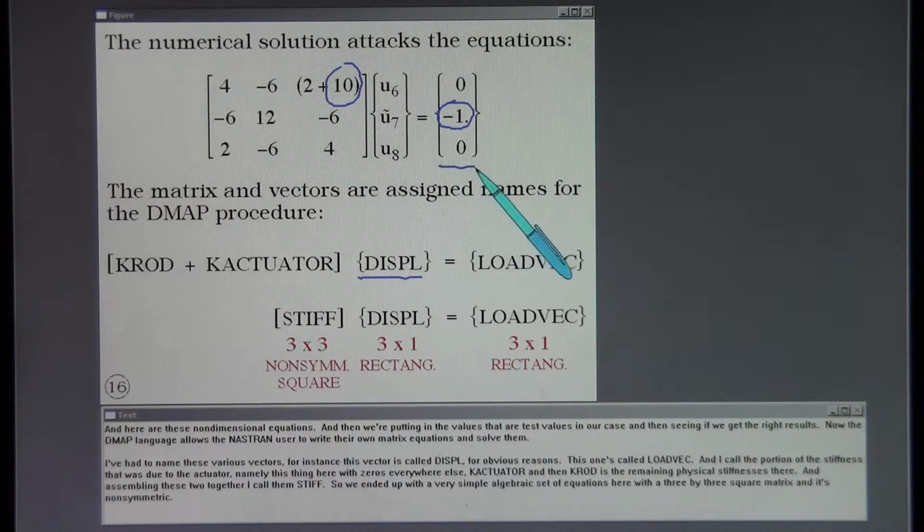This one's called loadVec, and I call the portion of the stiffness that was due to the actuator, namely this thing here, with zeros everywhere else, K actuator, and then K rod is the remaining physical stiffnesses there. And assembling these two together, I call them stiff. So we ended up with a very simple algebraic set of equations here with a 3x3 square matrix, and it's nonsymmetric.